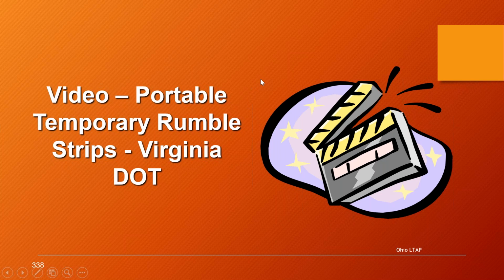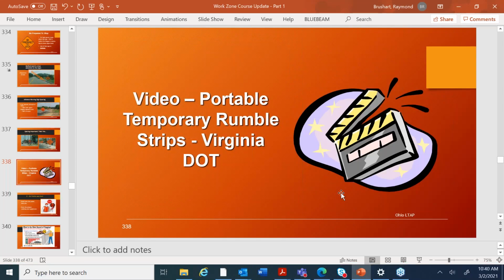Mike, are you there? So we'll take a look at this video and learn about portable temporary rumble strip. I think I can do this, right? So if I hit sharing, and then I hit this and then I hit this and then this and then this.